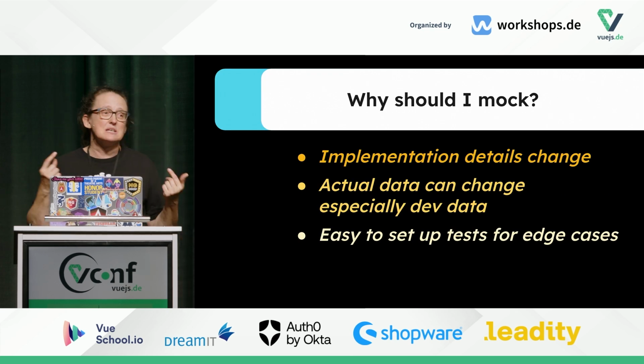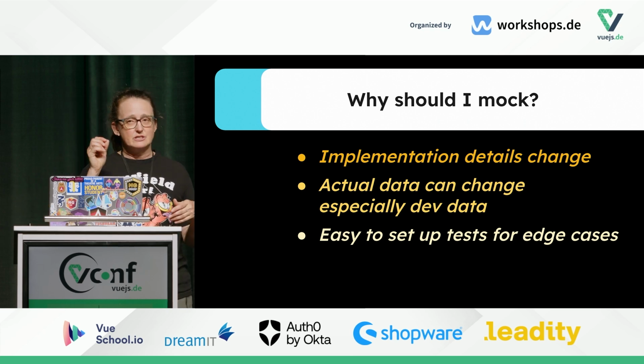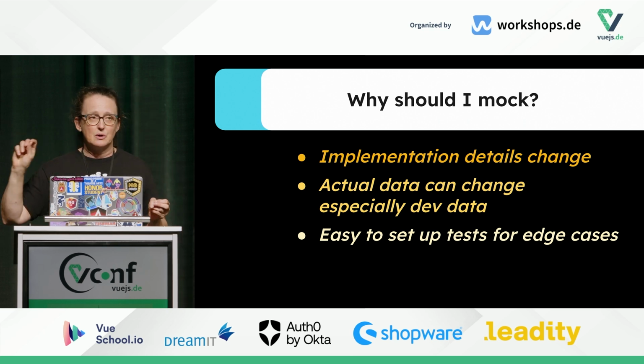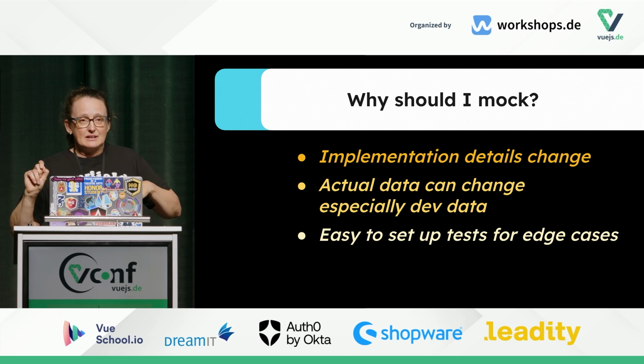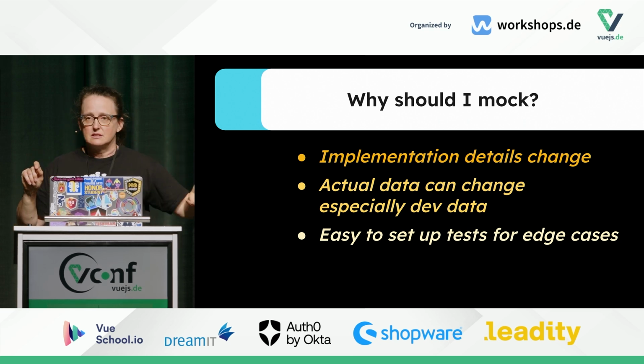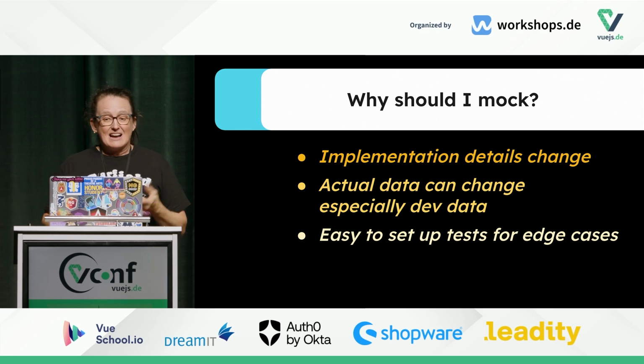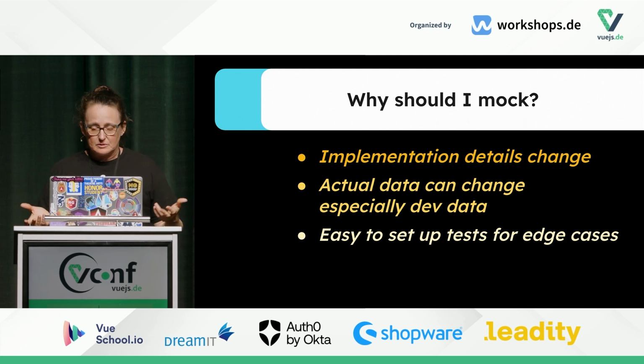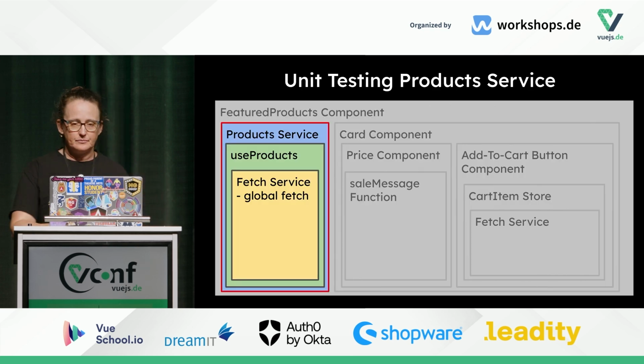Well, because sometimes implementation details change, right? I think it's probably happened to all of us where you change a very minor thing in some component or a service, and then you end up having to fix a bunch of unit tests because that service wasn't mocked. Actual data can change, especially dev data. So if you're trying to unit test against actual real data, it's very frustrating, and it will probably break your brain. It's also easy to set up tests for edge cases if you're controlling what data is coming in.